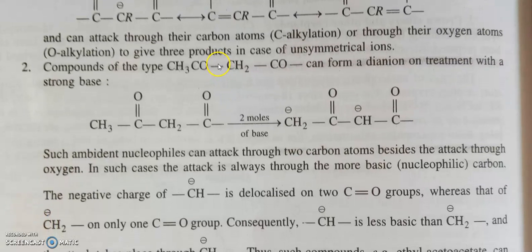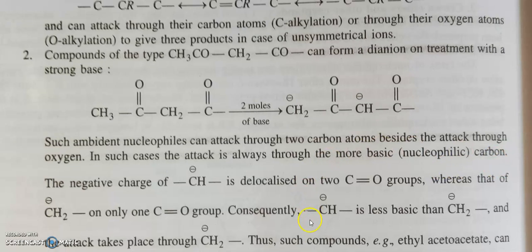Now next, a compound of the type CH3COCH2CO can form a dianion on treatment with a strong base. If you have a compound like this and you are using 2 moles of base, there is a dianion, CH2 minus here and CH minus here. So such ambident nucleophiles can attack through two carbon atoms besides the attack through oxygens. In such cases, the attack is always through the more basic nucleophilic carbon.